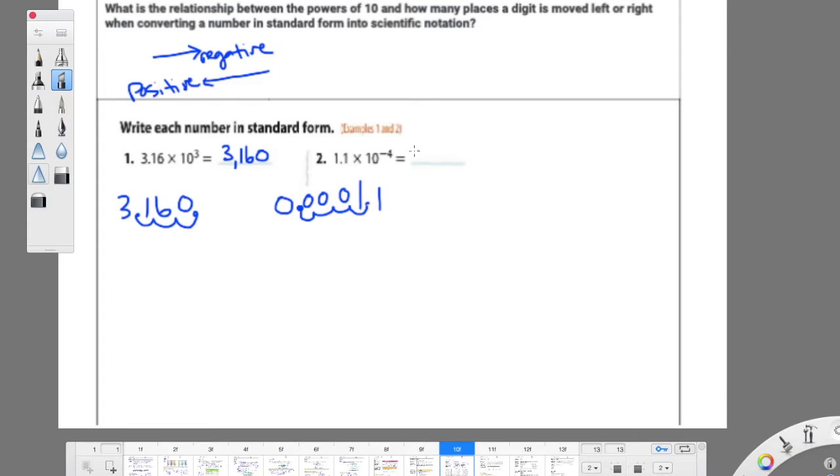So we have 0.12311. We don't have a decimal here anymore. Remember, we were moving that. So there's no decimal in between the ones anymore.